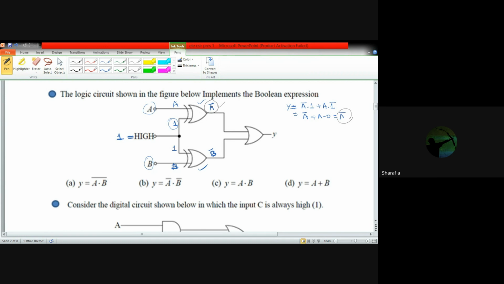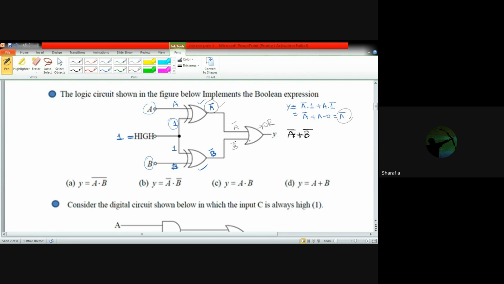After the XOR gate, you will have A bar and B bar. Then A bar and B bar will be going to the output. So A bar will be reaching here, then B bar will be reaching here. And what is this gate? This is an OR gate. What is the expression of an OR gate? OR gate is nothing but plus. So you'll get the output as A bar plus B bar. Now you cannot see any option with A bar plus B bar.